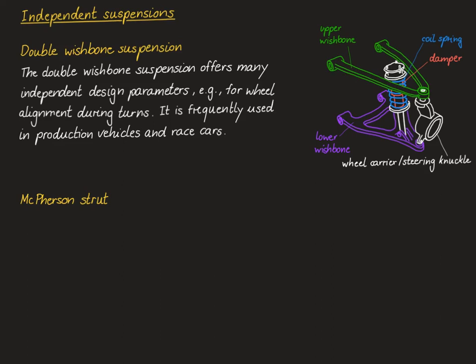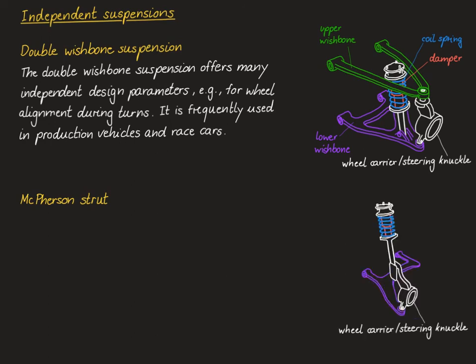And that's why for many production cars, the preferred type of independent suspension is the McPherson strut. Looking at a functional diagram of the McPherson strut, the lower part of this suspension is actually quite similar to the double wishbone suspension, namely consisting of a control arm or other types of links that are attached to the vehicle chassis. The main difference is that the strut, which contains the damper and the coil spring, is rigidly attached to the wheel carrier or steering knuckle.